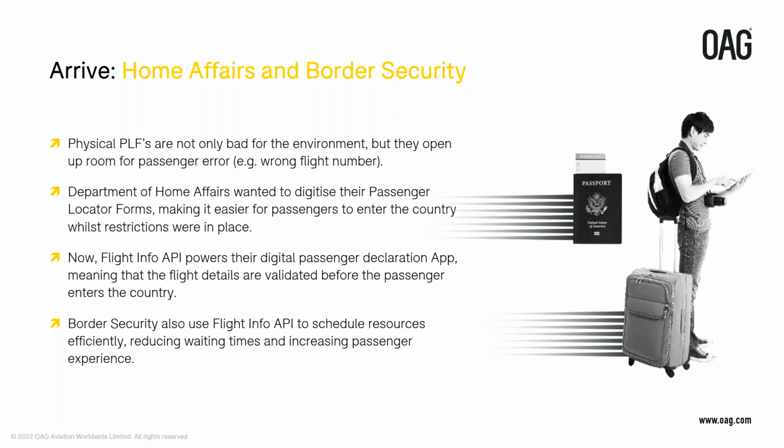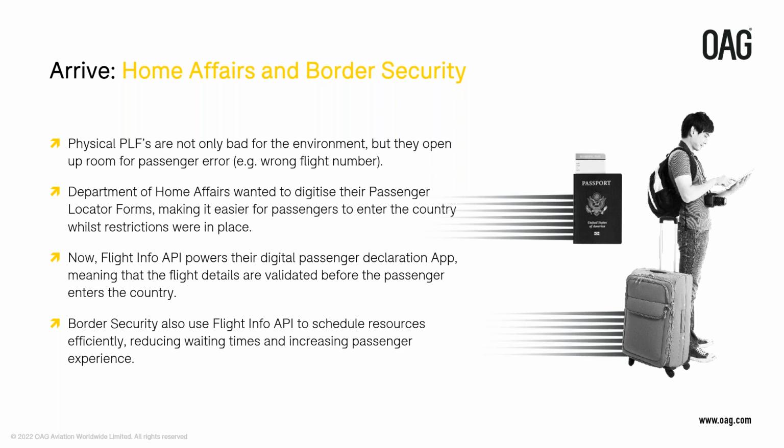The key challenges here are that paper or card PLFs are not only bad for the environment, but they also open up room for passenger error, where whoever is completing the information can easily get the wrong flight number or make typos, that type of thing. And also just from a general passenger experience. So what the Department of Home Affairs wanted to do was digitize their passenger locator forms and make it easier for passengers to enter the country, particularly while things like COVID restrictions are in place, or were in place.